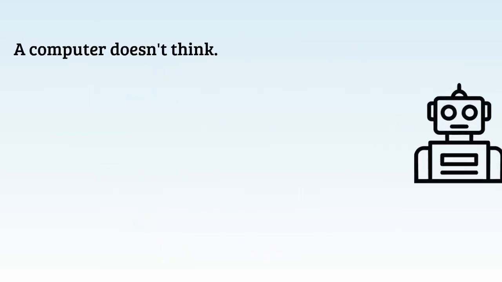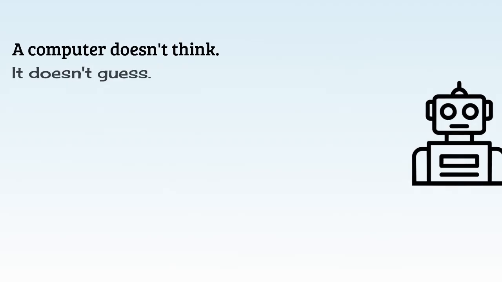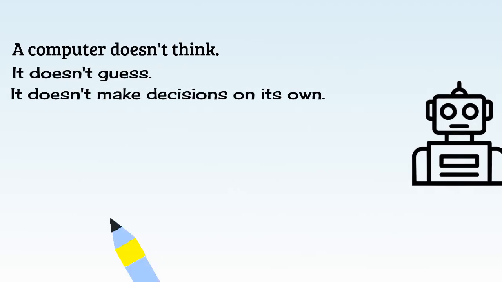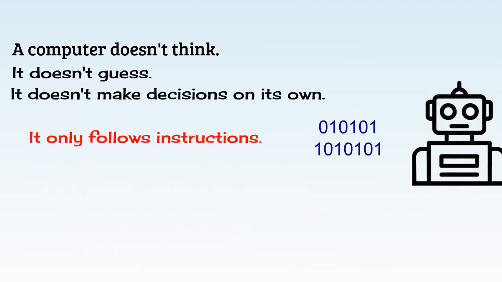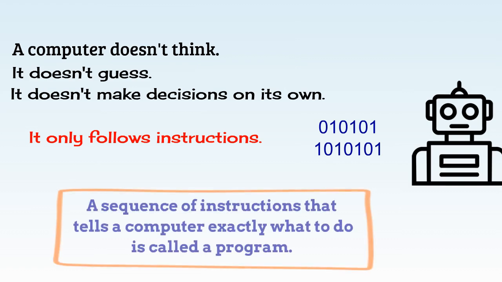A computer doesn't think. It doesn't guess. It doesn't make decisions on its own. It only follows instructions. A sequence of instructions that tells a computer exactly what to do is called a program.